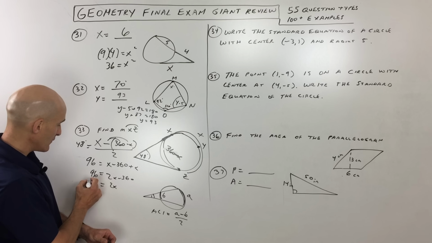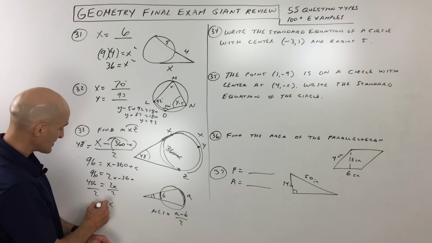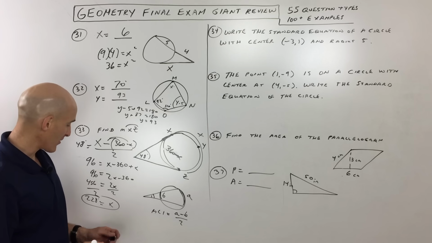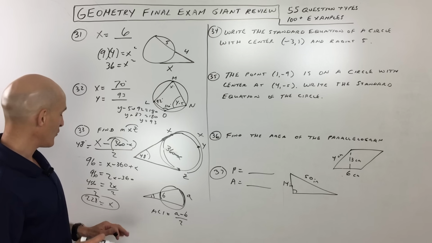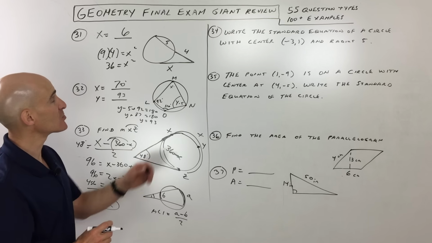Let's see, that would be 456. And then divide both sides by 2, and x is equal to 228. So check my math on that one. If I'm wrong, put a note in the comment section for other people that watch this video, but that should be right. So basically you're taking the larger arc minus the smaller arc, divided by 2, equals the exterior angle.